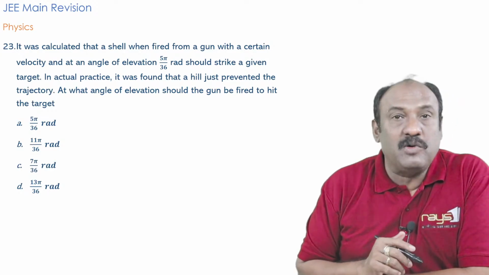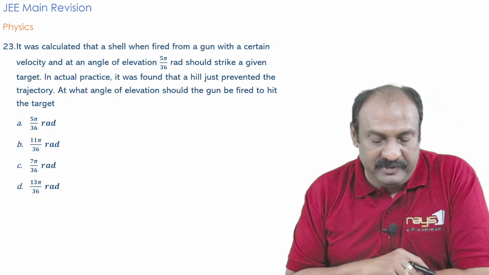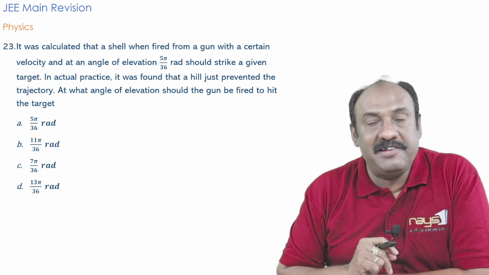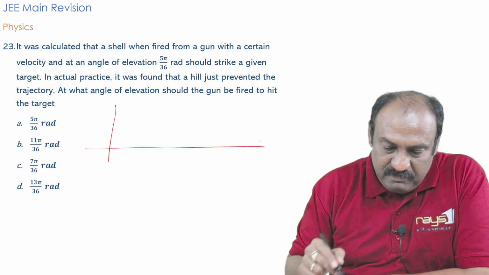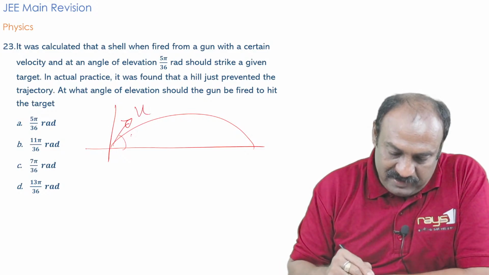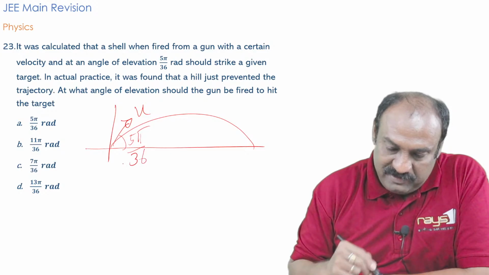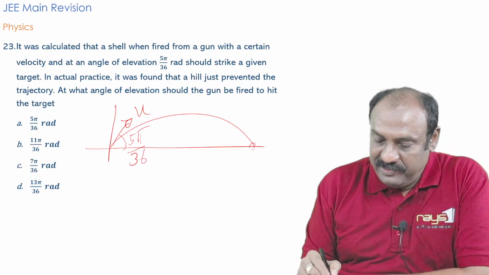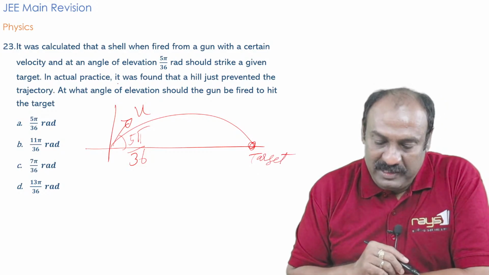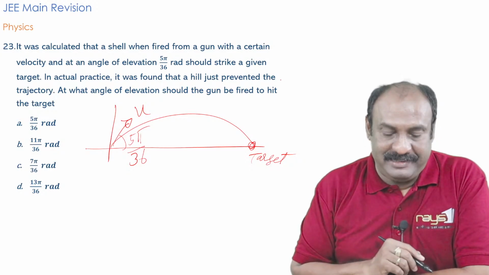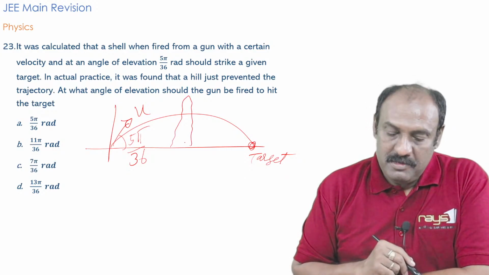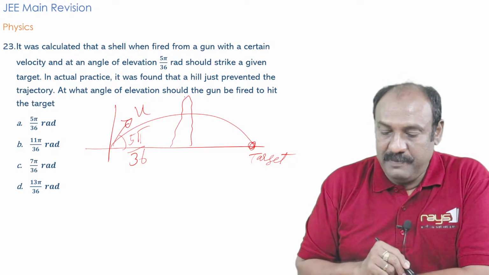Next, question number 23. It was calculated that a shell, when fired from a gun with a certain velocity at an angle of elevation 5π/36, strikes a given target. In actual practice, it was found that a hill just prevented the trajectory, like this. At what angle of elevation should the gun be fired to hit the target?